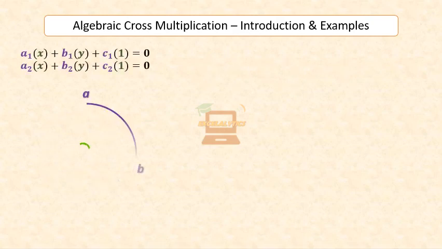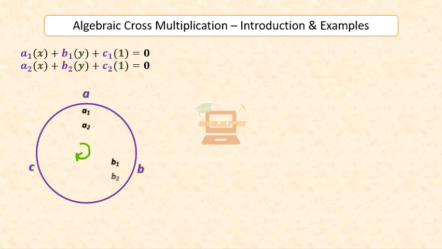Imagine A, B, and C in clockwise order in a circle. Adjacent to each, write the corresponding coefficients with suffixes from the pair of equations as shown. Write x opposite to A, y opposite to B and 1 opposite to C. Here, we will notice, as we move from B to C, we have x, as we move from C to A, we have y, and finally, as we move from A to B, we have 1.